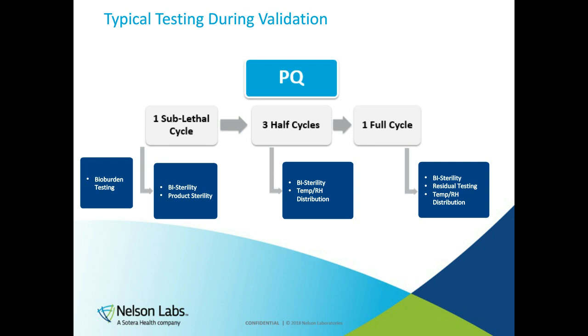Common tests for the full cycle are, again, BI sterility. Residual testing, again, this is where we're going to test for EO residuals on your product, ensuring that your aeration phase is adequate for proper gas removal. And then we'll also be looking at your final temperature and humidity distribution, at the physical performance, if you will, of the sterilization process.